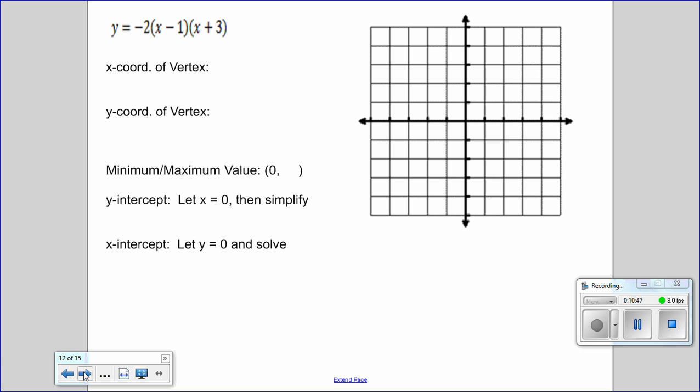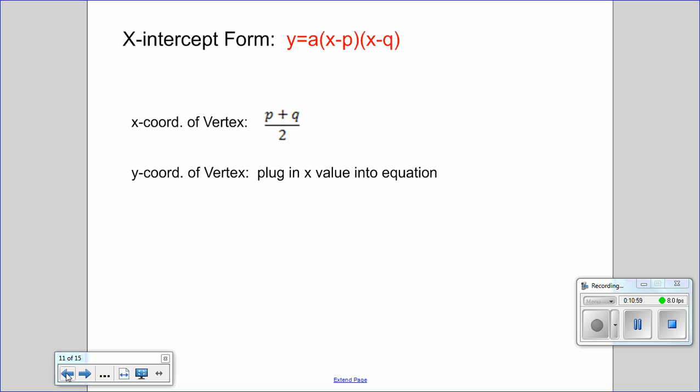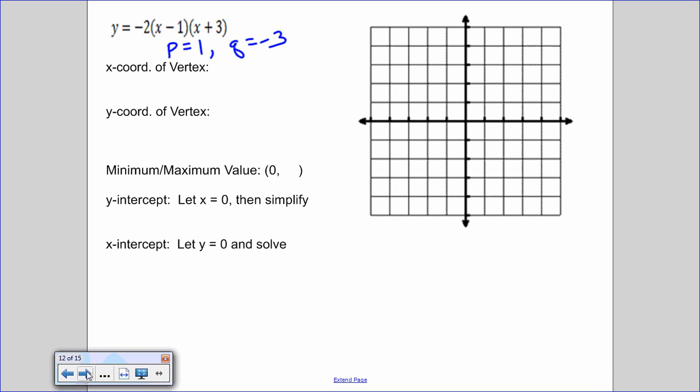Here's the example. So the x-coordinate of the vertex, you just wrote this down. We have to find p and q. So p is going to be equal to 1, and q is going to be equal to -3. So that's going back to our p's and q's over here. We always change the signs of both. So we're going to be adding those together and dividing by 2. So the x-coordinate of the vertex is 1 plus -3 divided by 2. I think that's -1. So that kind of makes sense because we talked about the solutions being 1 and -3.